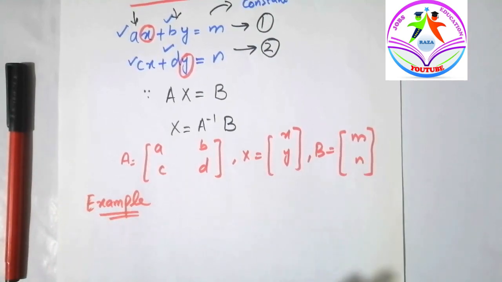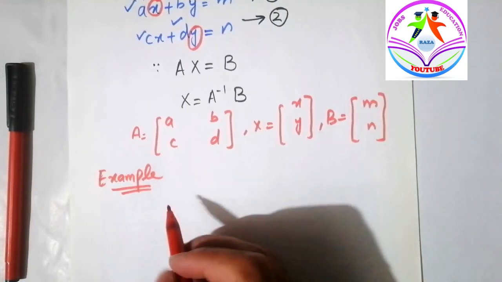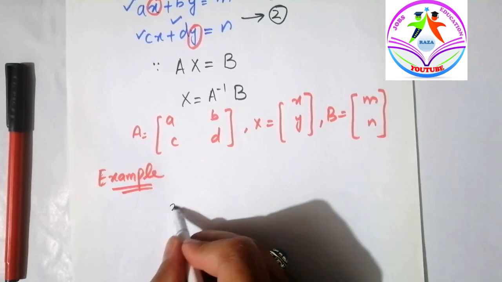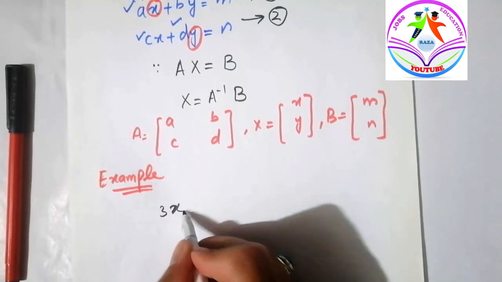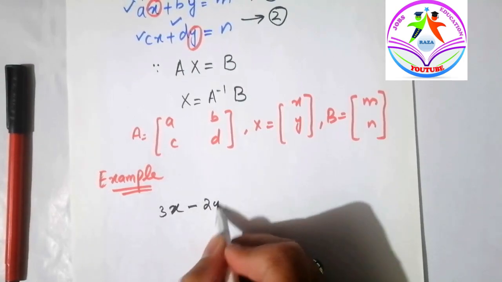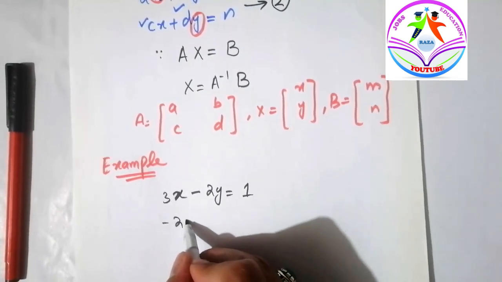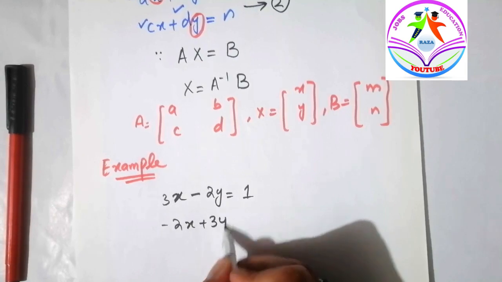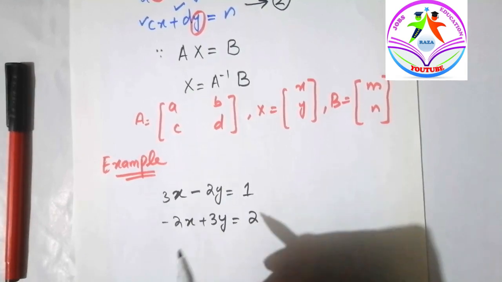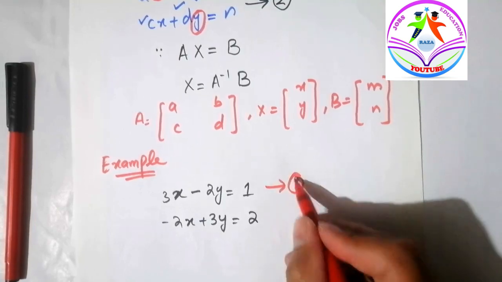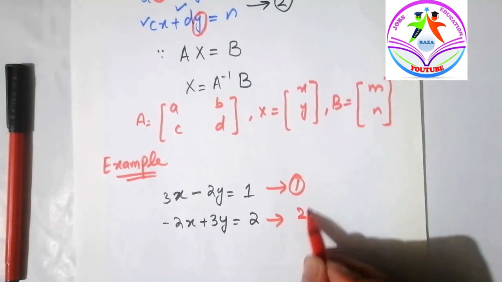We have two linear equations. The first one is 3x minus 2y is equal to 1, and the second one is minus 2x plus 3y is equal to 2. We have two linear equations. This is the first one and this is the second one.